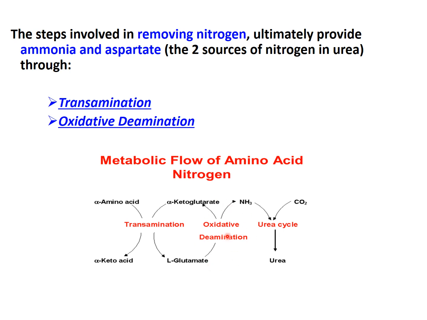In oxidative deamination, we also produce a keto acid, but we remove the ammonia, the amino group in the form of ammonia. We are not passing it to another keto acid. So this is the final removal of the ammonia, which needs to be channeled to the urea cycle in the liver to produce urea. Now let's see these two different processes.